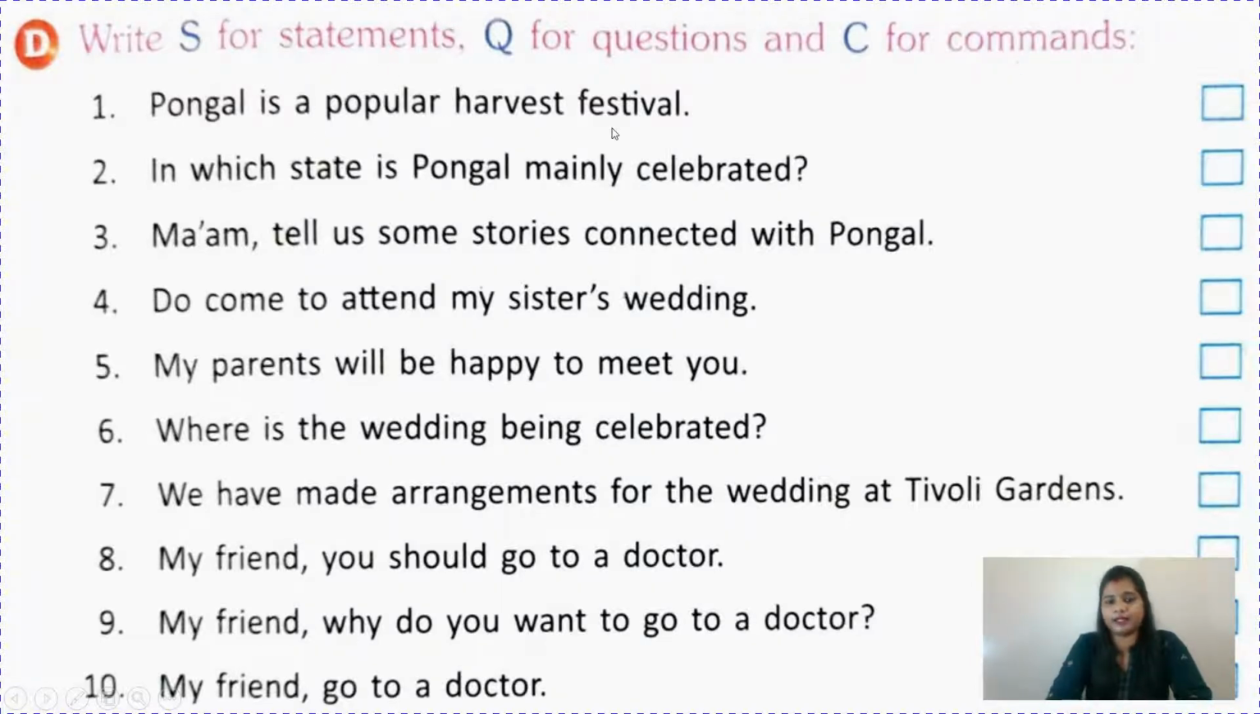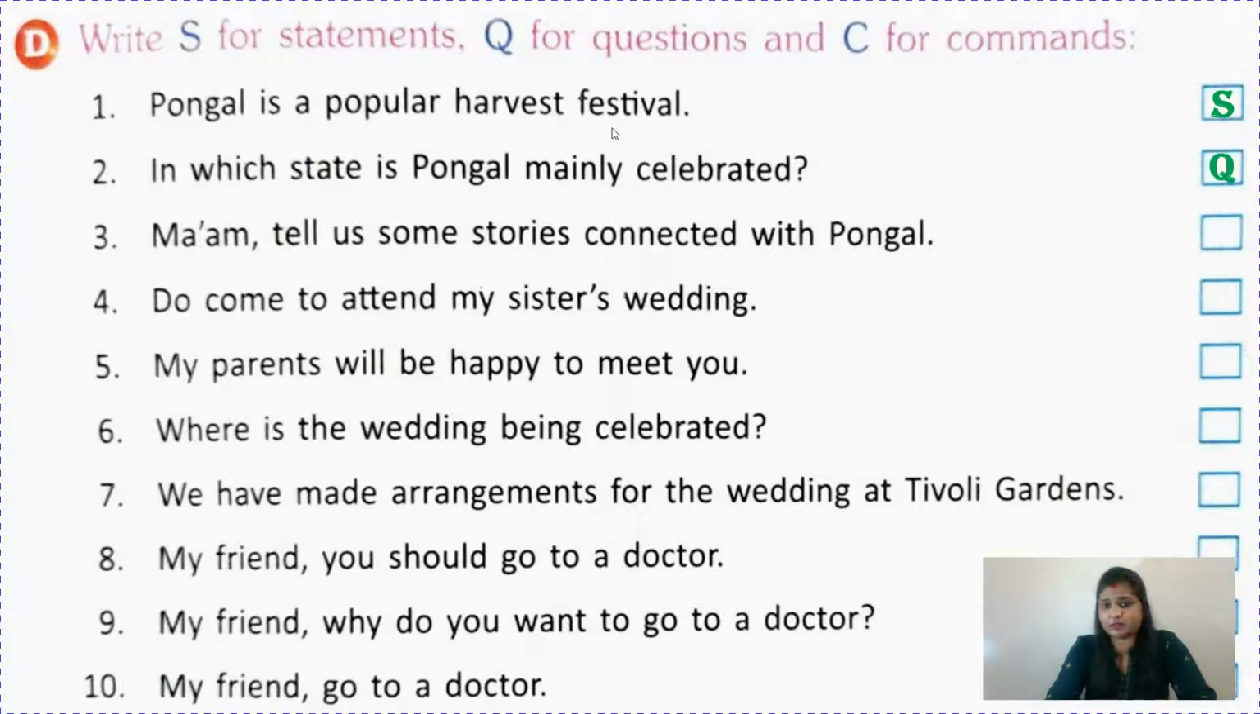Pongal is a popular harvest festival. Children, whenever you read a sentence, ask yourself, is it stating something, or questioning, or commanding? If you are asking these questions, then you will get your answer. We can see it is stating something, it is telling us something. So it's a statement. In which state is Pongal mainly celebrated? See children, you can see a question mark at the end. It is asking a question. It's very simple to identify questions. So write Q.